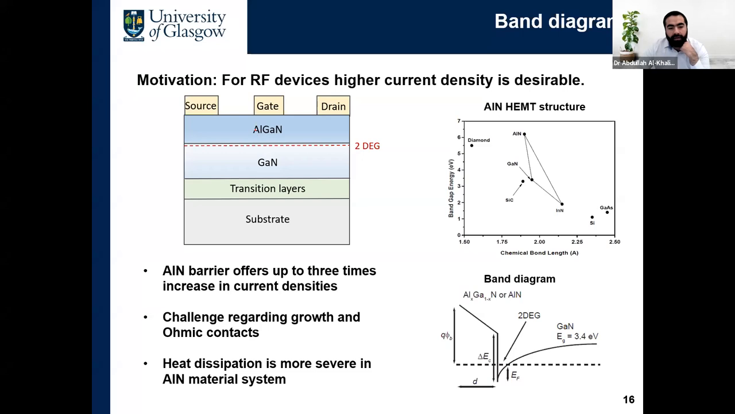The main reason this happens is the difference in the band gap. The higher the aluminum content, the higher we go, approaching the aluminum nitride band gap, which is 6.2 electron volts. So if we use aluminum nitride here, we get the highest current density in the channel, and we can see that in the band diagram at the bottom.